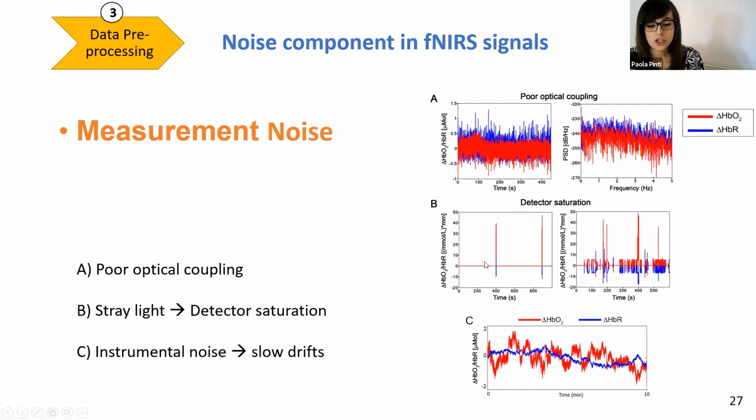Then we can have channels with detectors saturating because they're receiving too much light, for example, if there is too much ambient light. An example of what we can get is shown in panel B here, where we have just flat lines because the detectors basically stopped working. Finally, we can have instrumental noise, or noise coming from the hardware, such as thermal noise inside the instrument. These can be seen as slow drifts in the data, like linear, very low frequency trends in our signals, but these can be easily removed by using detrending or high-pass filters.